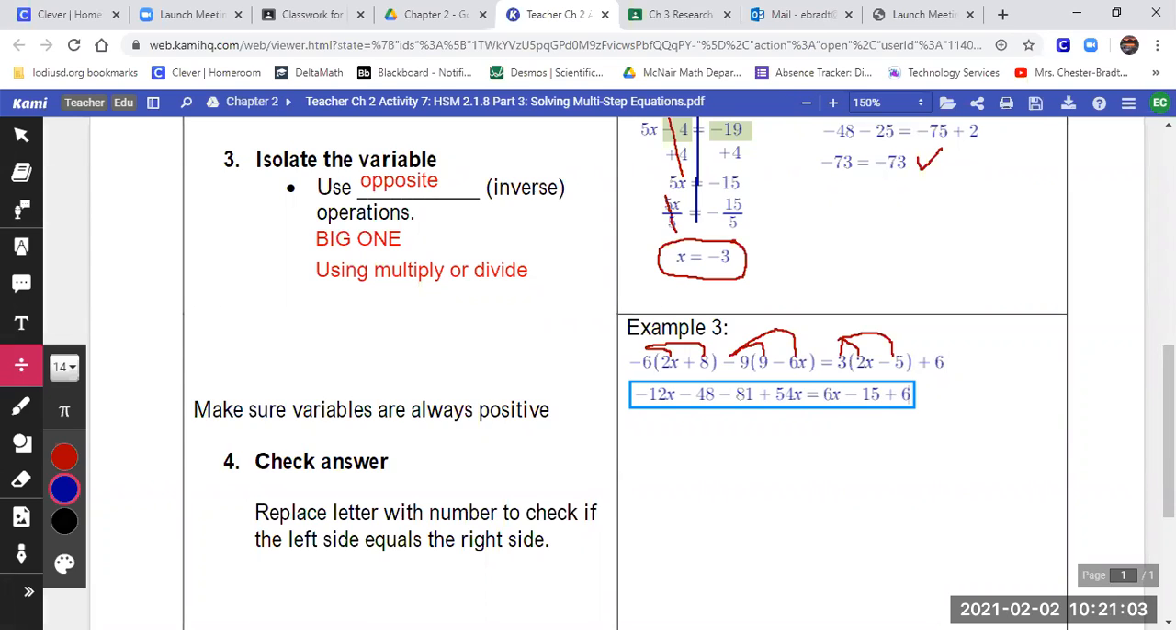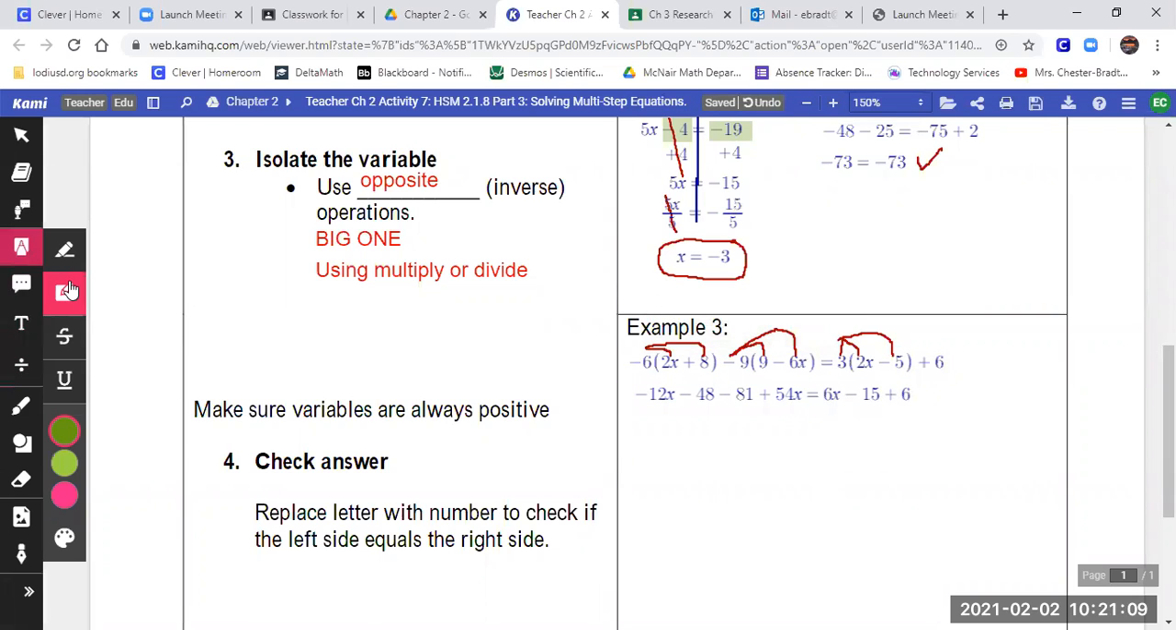Okay. So now we got to go clean up. Now we have combined like terms because there's a string. We have a -48 with a -81 we've got to clean up. We have a -15 with a +6 we need to clean up. And we also have some variables that have to clean up. A -12 with a +54 has to clean up. Okay, so we have a couple things to clean up.